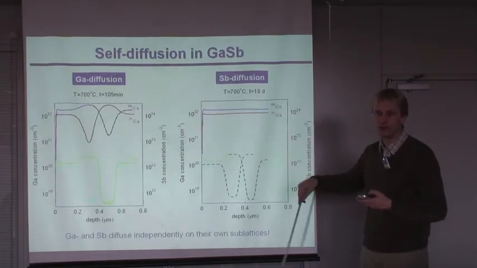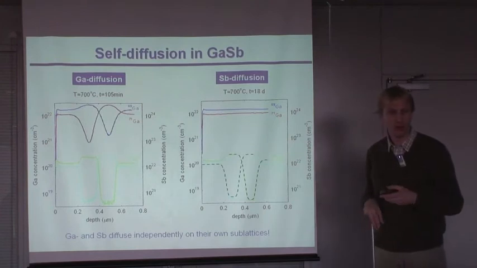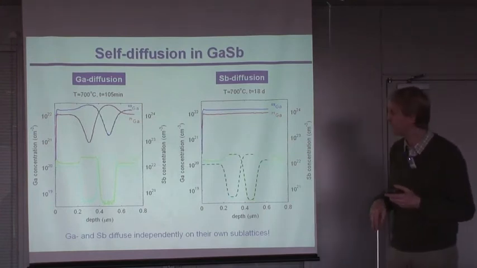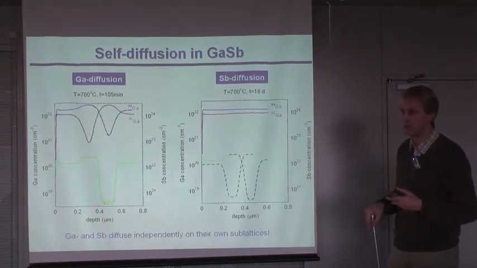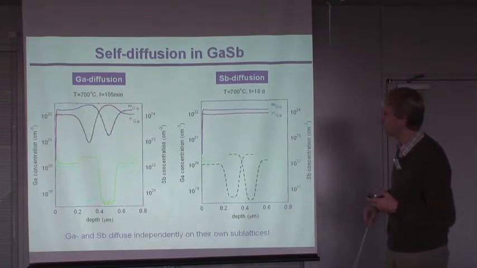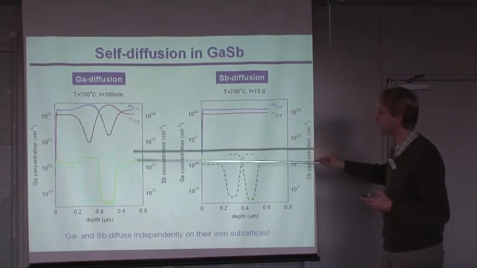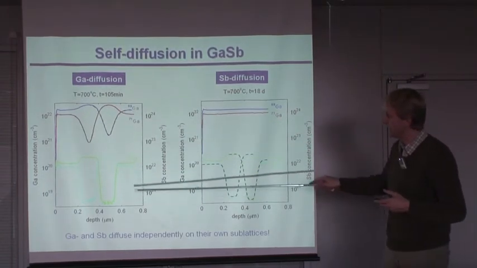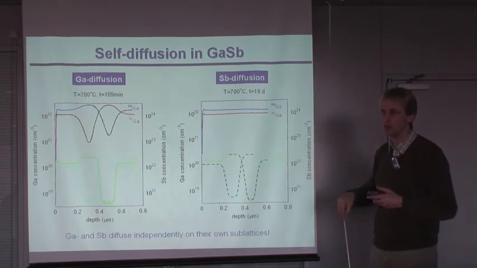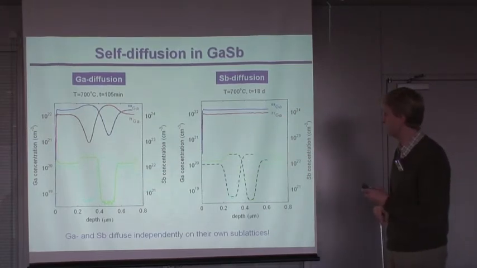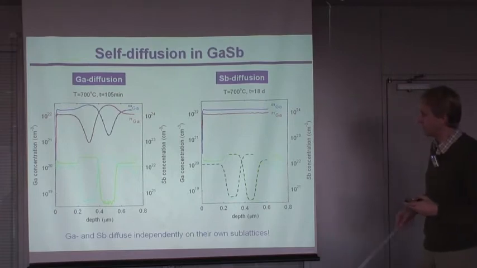The melting point, by the way, of gallium antimonide is very low, 712 degrees C. So you are here 12 Kelvin below the melting point of gallium antimonide. You see a very nice broadening on the gallium sublattice, but in comparison to the S-grown structure, no significant broadening on the antimony sublattice. Okay, so this was already very surprising.